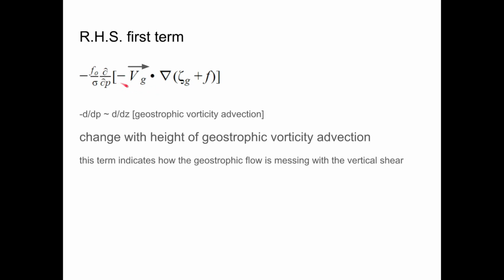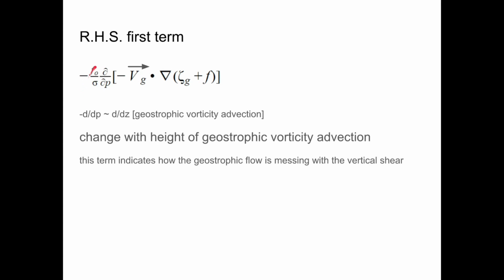Okay, so we see minus Vg dot del zeta g plus f. Well, zeta g plus f, that's the absolute vorticity. It's the geostrophic absolute vorticity. And then minus v dot del something is advection. And so this is vorticity advection by the geostrophic wind. That's what's in the square brackets here.